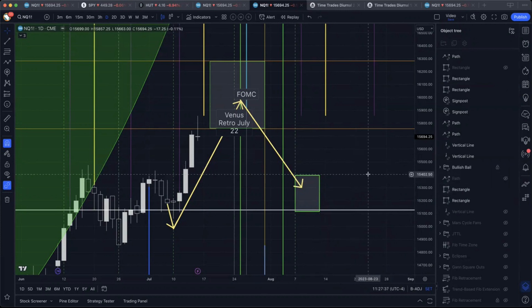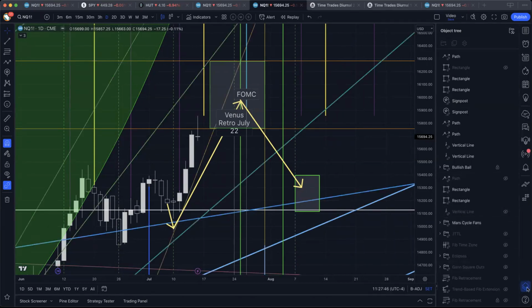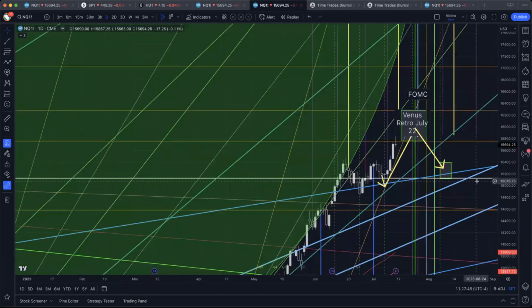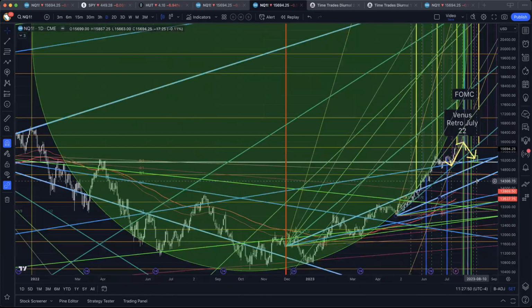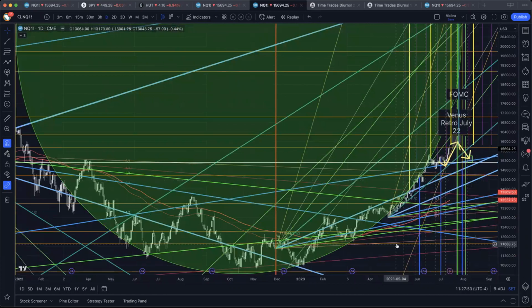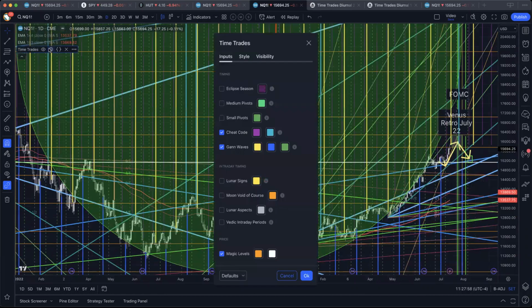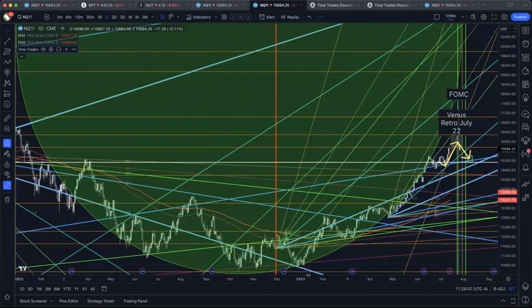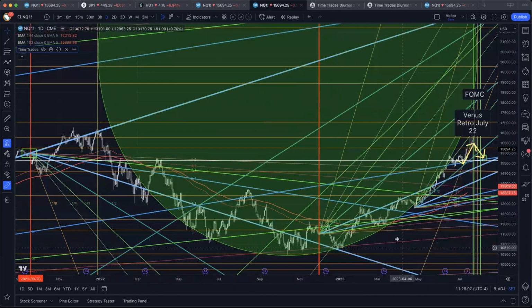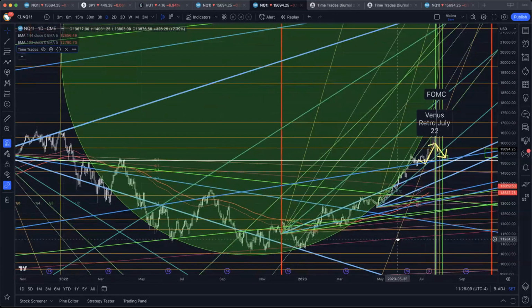Now, one of the things I also want to share with you is an update on the Mars cycle fan. These have been very, very accurate so far in calling the trend changes. These are Gann fans that are not anchored to highs and lows. They are anchored to Mars cycles, so key inflection points in Mars's orbit.